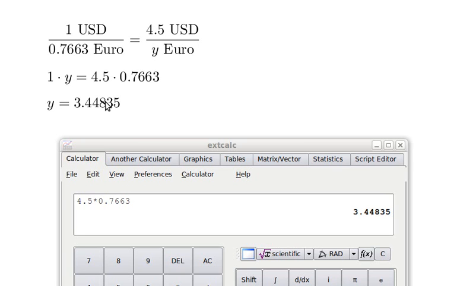So that means if we give them $4.50, they're going to give us 3.44835. It's probably going to round off to, I'm guessing, 3.45 euros. So that means that we've now solved how many euros we're going to get if we have 4.5 US dollars.